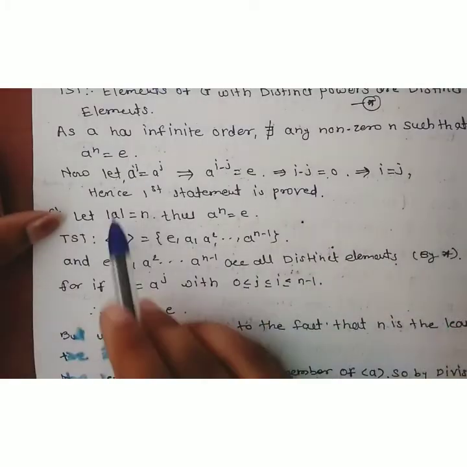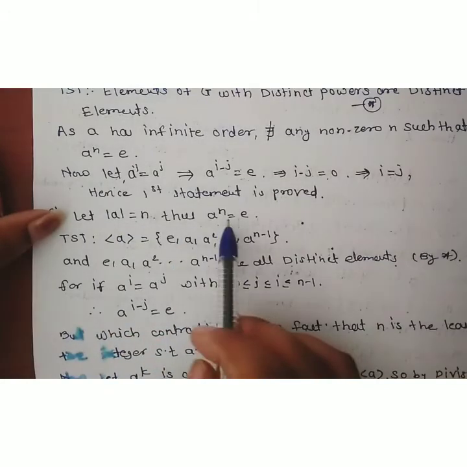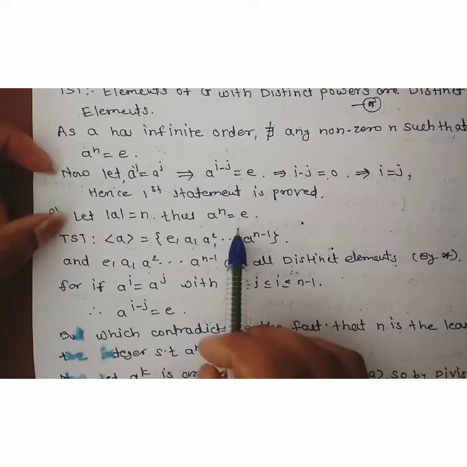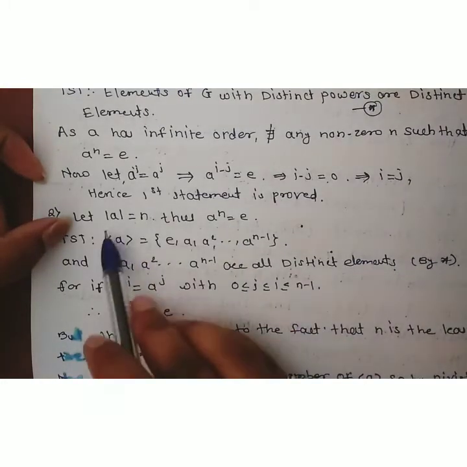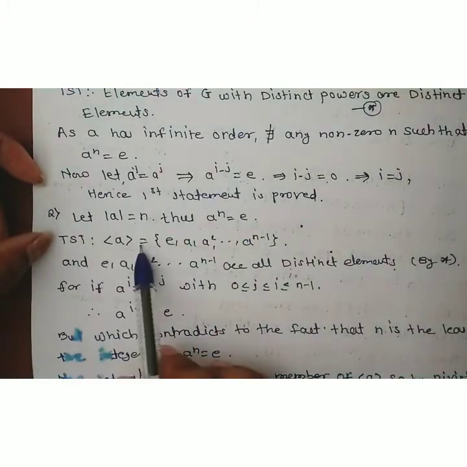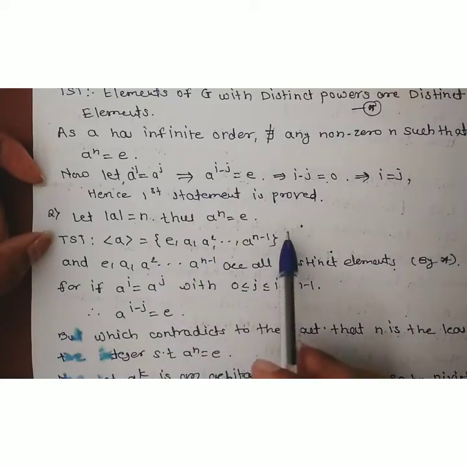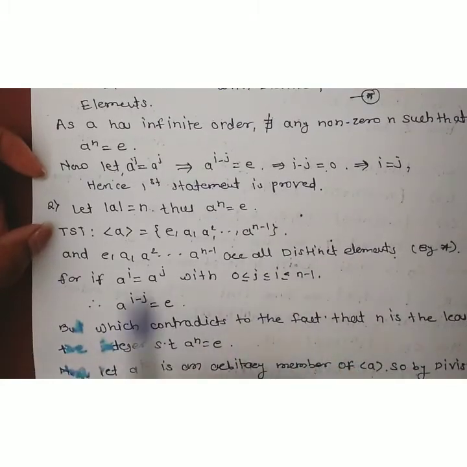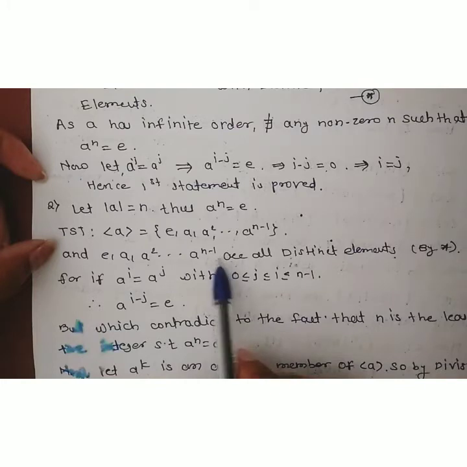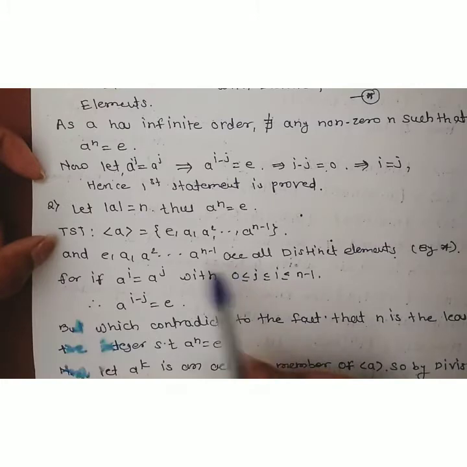Now start with: if the order of A is equal to n, what does it mean? a to the power n is equal to identity. This is the definition of the order of an element. Then we have to show that the set generated by A consists of the elements a, a square, and so on up to a to the power n minus 1, and these are all distinct elements. This is already shown in the above part.